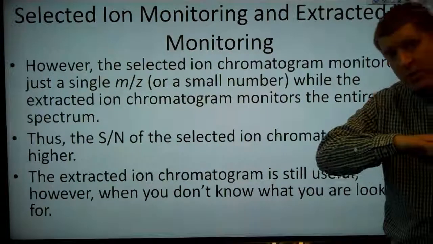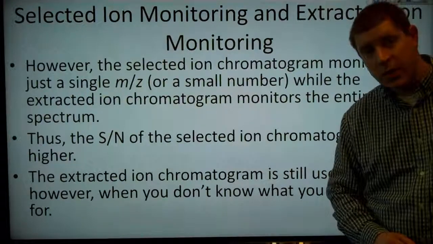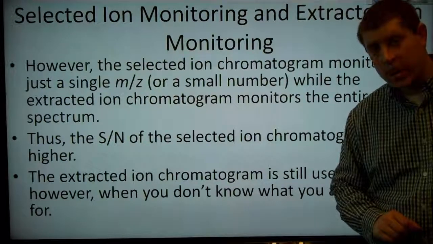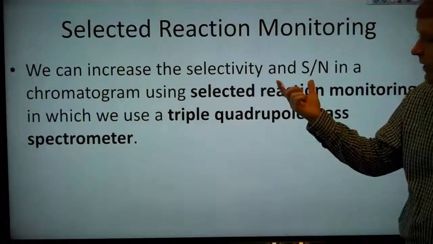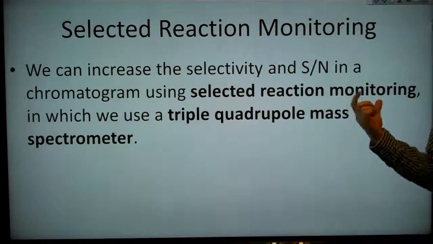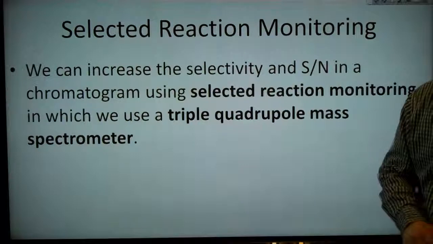So we can still measure all of the masses and then just pick out those masses that it turns out we were looking for and generate a chromatogram with just those masses. So we can increase the selectivity and signal to noise ratio in a chromatogram using selected reaction monitoring, in which we use a triple quadrupole mass spectrometer.